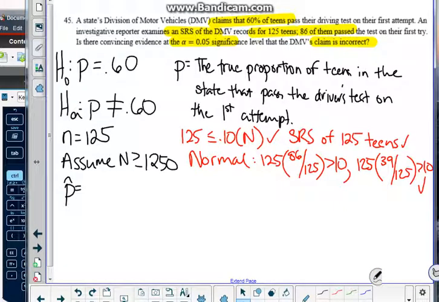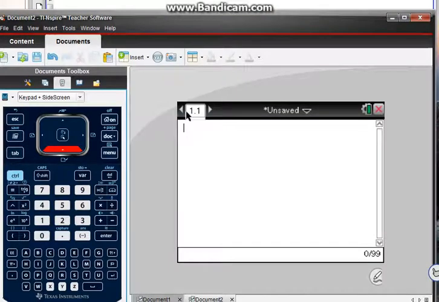Okay? So at this point, let's go ahead and make sure we have our P hat written as a decimal. That's, again, a lot of times more helpful than anything else. So 86 out of 125 is going to be equal to 0.688.